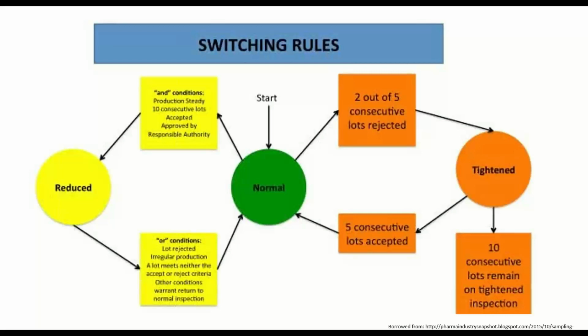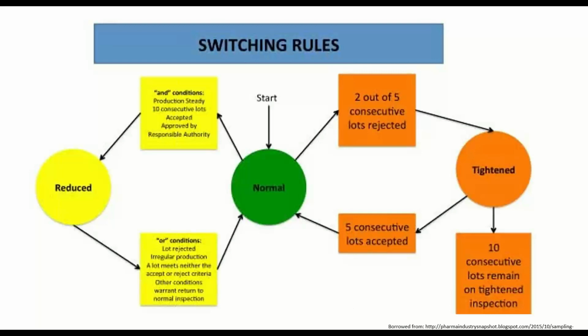Okay, so let's look real quick at some of these things. Switching rules. Okay. So we have the ANSI Z1.4, which provides 3 inspection types. We have normal, tightened, and reduced. Okay, normal is our default starting point. Right here, and we're going to move to reduced when an improvement in our lot quality is detected, and we're going to move to tightened when a decrease in lot quality is detected.